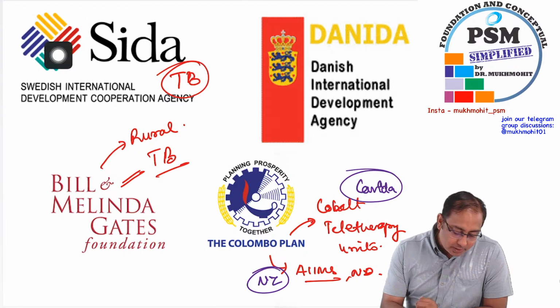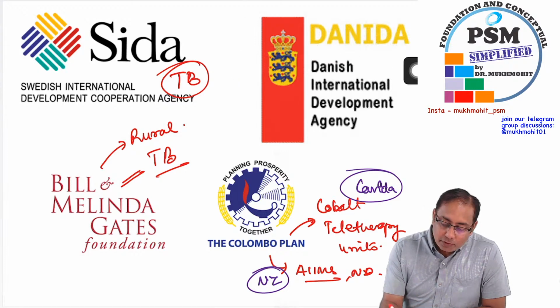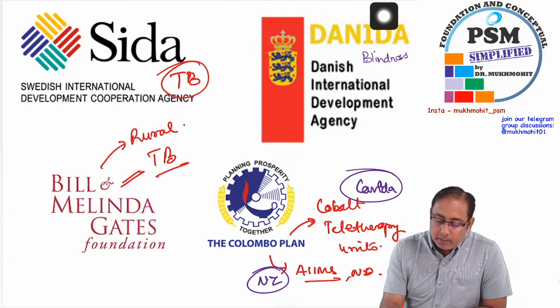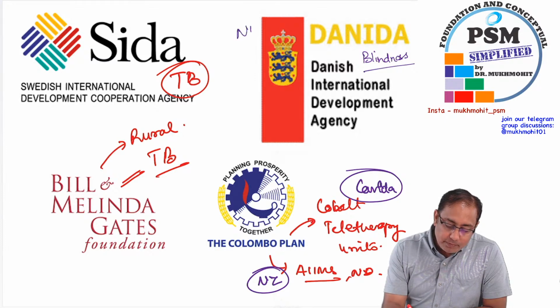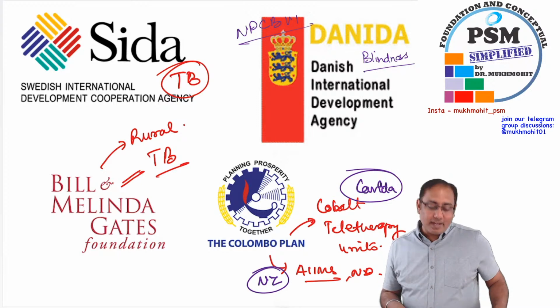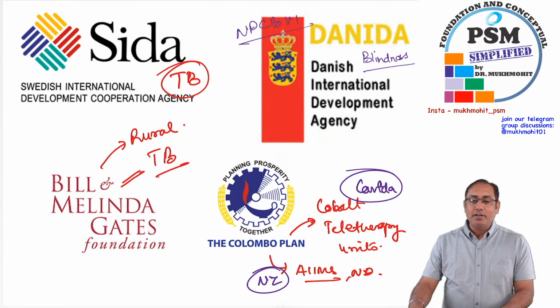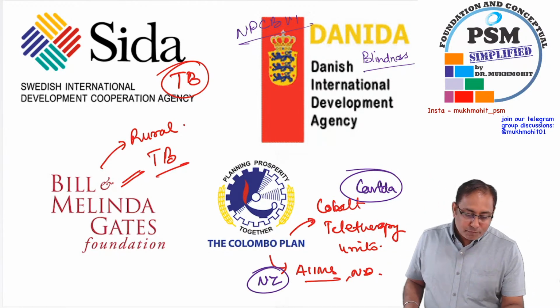DANIDA, Danish International Development Agency, they work for our blindness program. NPCBVI is for DANIDA, or the Danish International Development Agency. Okay.